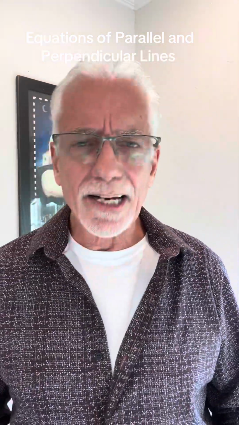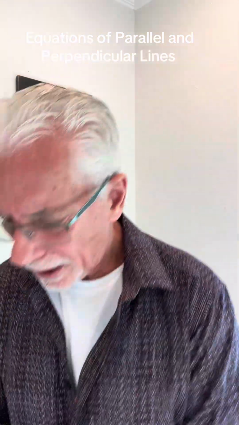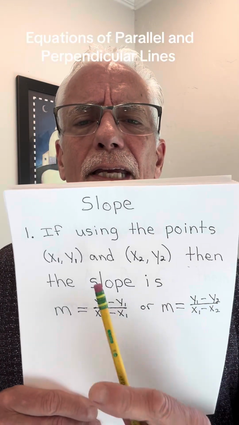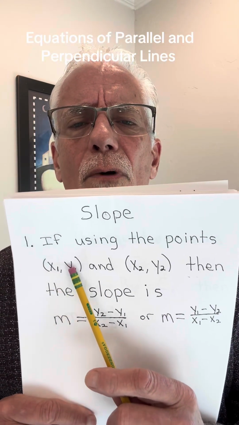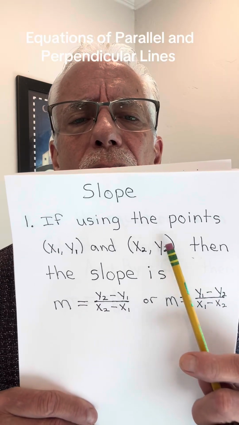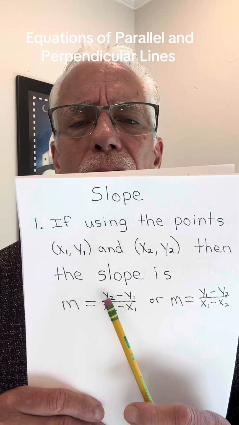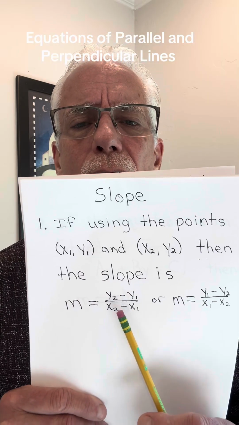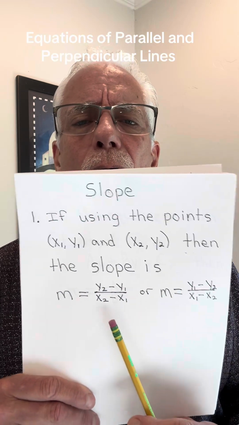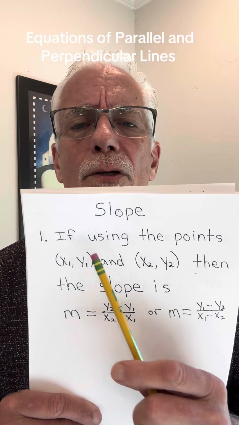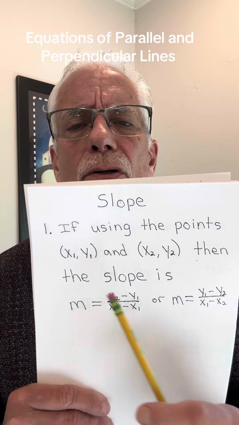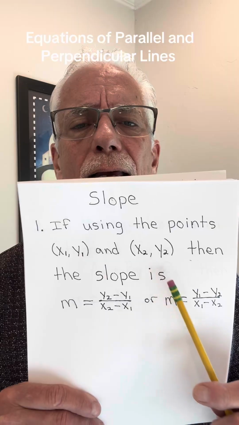Okay, Danny, here we go. So slope, we have to deal with slope with parallel and perpendicular lines. If they give you 2 points, x1, y1, and x2, y2, then the slope is y sub 2 minus y sub 1, over second x minus the first x. Or you can do the first y minus the second y on top, as long as you do the first x minus the second x on bottom.